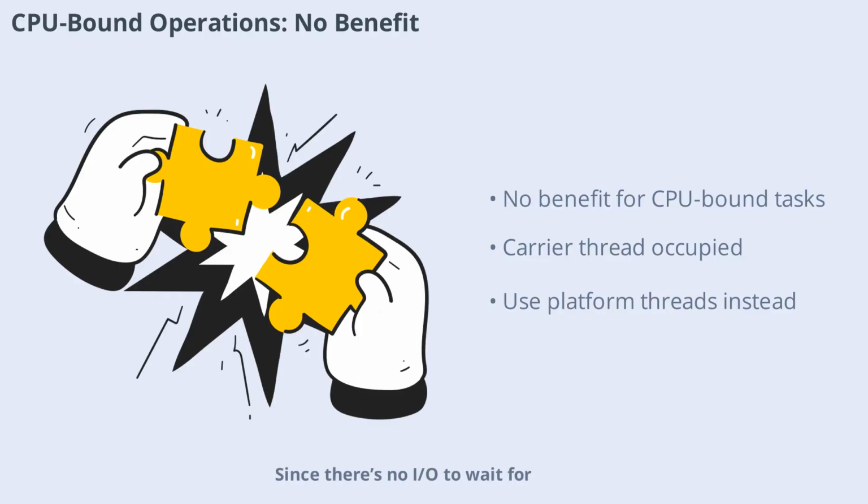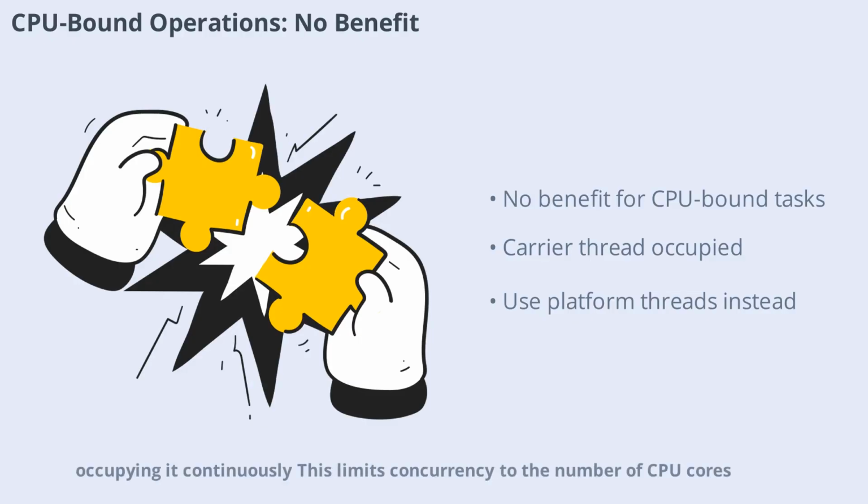Since there's no I/O to wait for, the virtual thread stays mounted on the carrier thread, occupying it continuously. This limits concurrency to the number of CPU cores, and scheduling overhead can even make things slightly worse. For CPU-intensive tasks, platform threads or parallel streams are better choices.